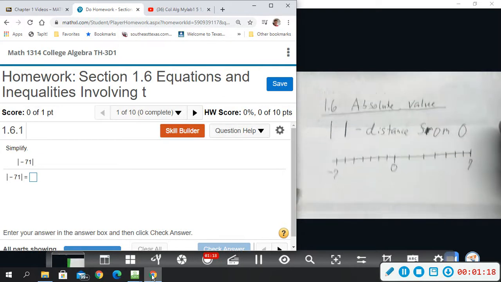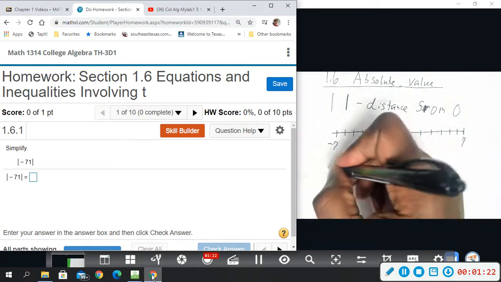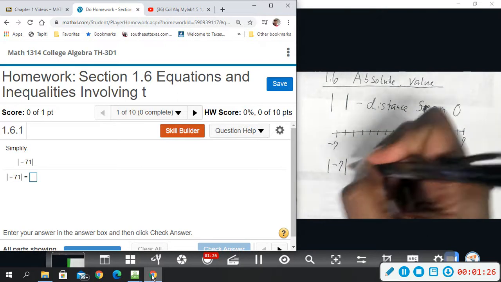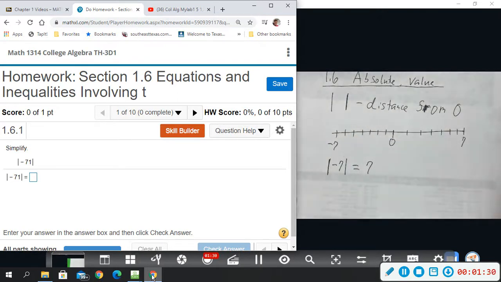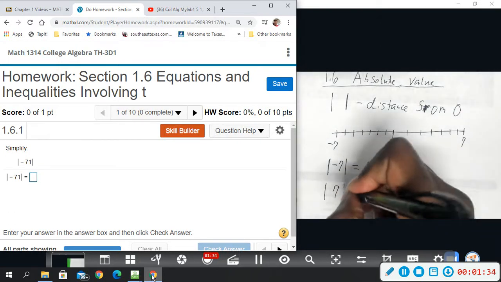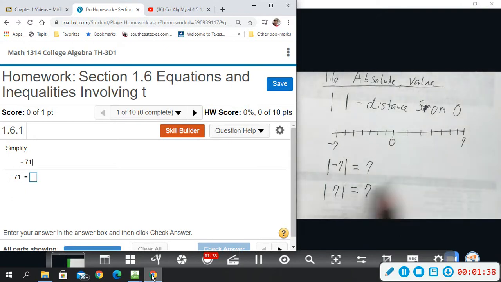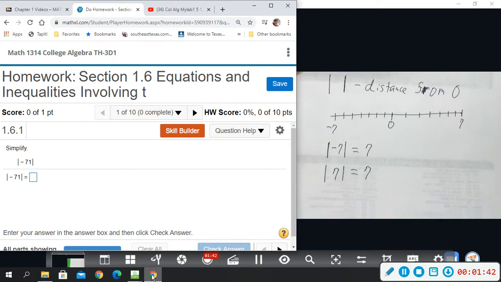So what the absolute value does, that's all it does, is tell you the distance from 0, or in other words, we just say it changes a negative number positive. So the absolute value of -7 is just equal to +7, and the absolute value of +7 is still 7. That's the distance from 0, how many units it is away. So that's all absolute value is doing.